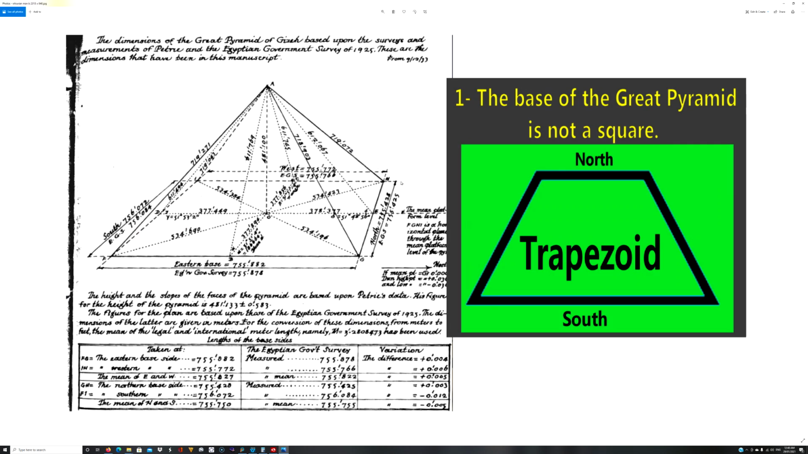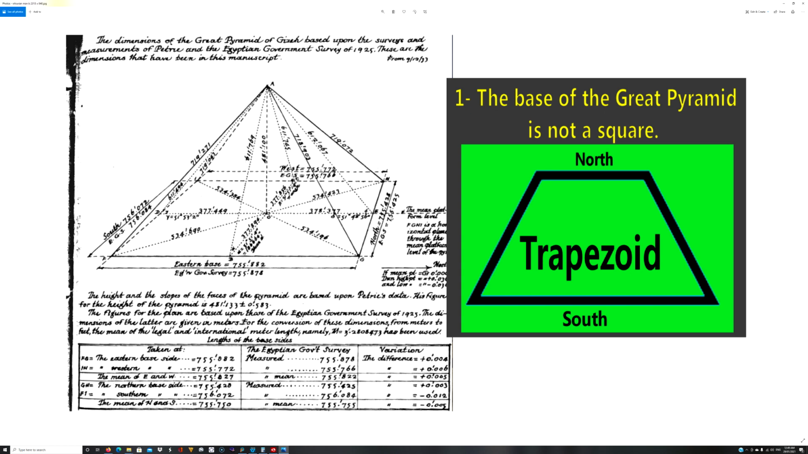I'll show this is the J.H. Cole survey, which includes the Petrie survey. Later surveys have confirmed this. We're just talking slivers. Even the most modern surveys, everyone gets a slightly different opinion because exactly where the corner is. But what we have is that the pyramid is actually not a square base. Now that's highly exaggerated, but it's a trapezoid.